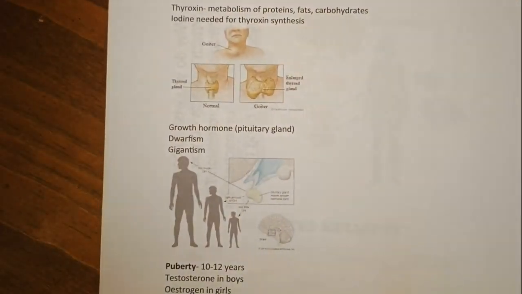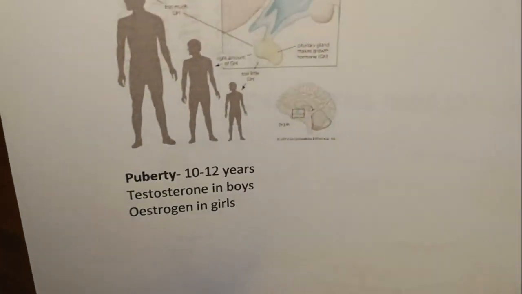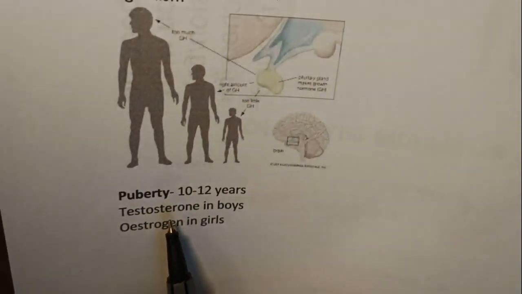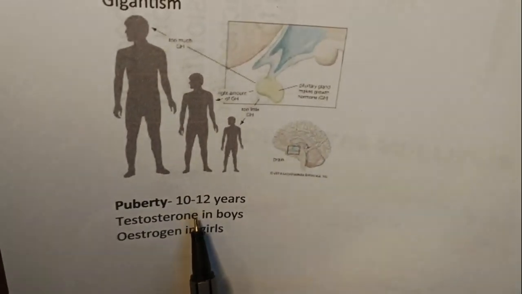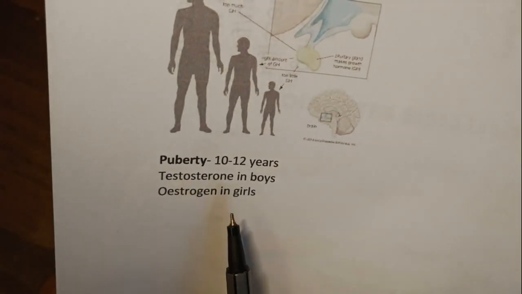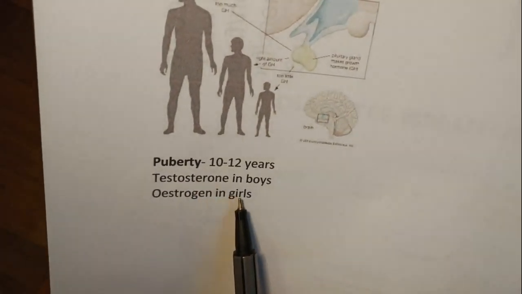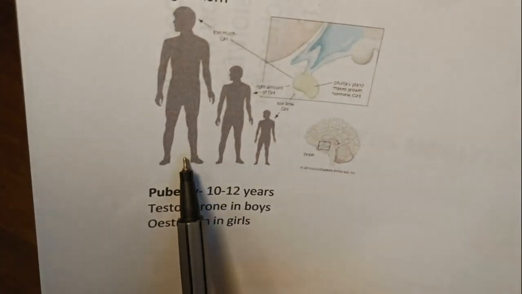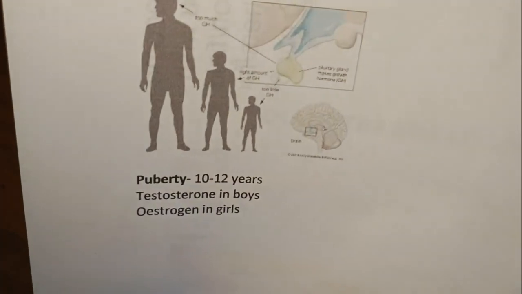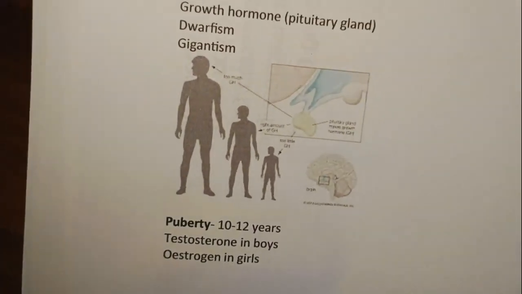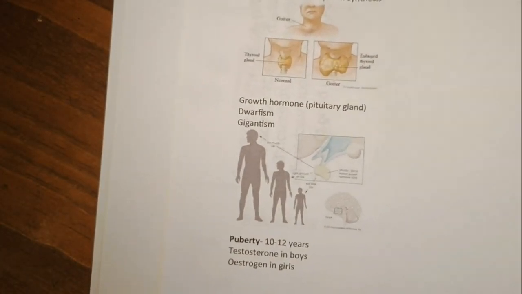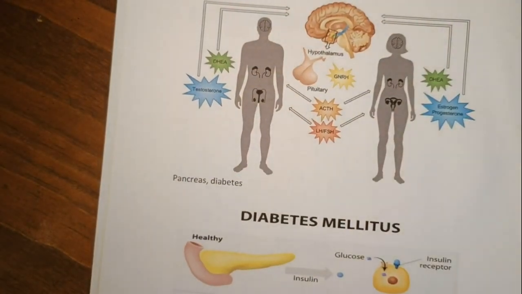Now, at the age between 10 to 12, it can be variable in different people, there is increased secretion of testosterone in the boys, and estrogen and progesterone in the girls. That gives rise to changes in the body that are called puberty. I'm sure you have heard this word, puberty. And when you go through this age, between 10 to 12, 10 to 14, you go through puberty.